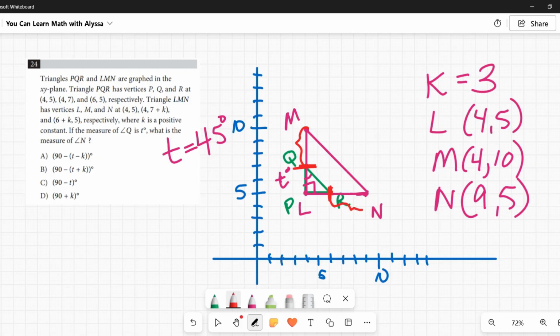So we've added another, this is k. K was added to the height of this triangle, and k was added to the base. So those sides are still the same length as each other. They're still congruent. So we have another isosceles right triangle. So it also will have 45 degrees on both sides. So I know now that angle N is 45 degrees.